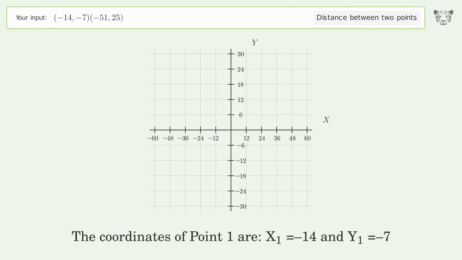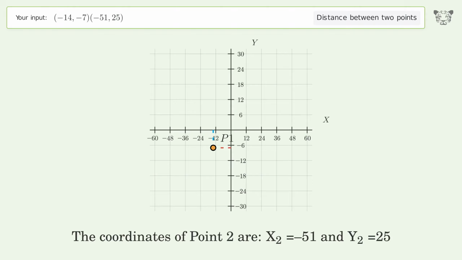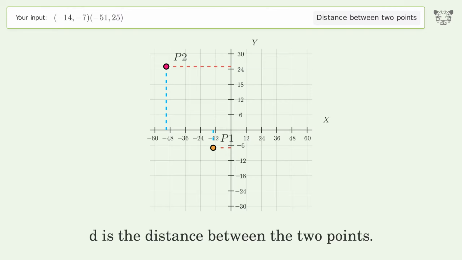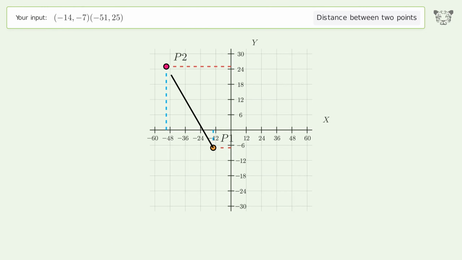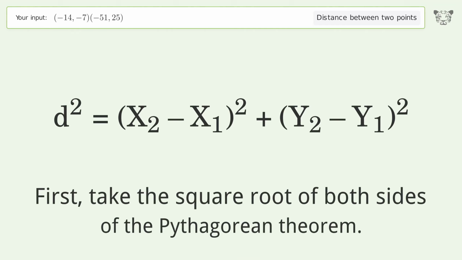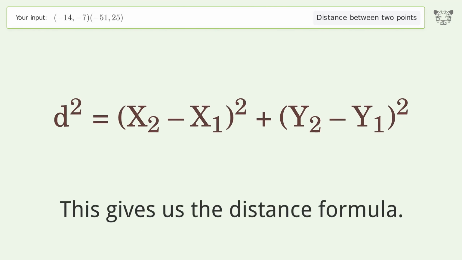The coordinates of point 1 are x1 equals -14 and y1 equals -7. The coordinates of point 2 are x2 equals -51 and y2 equals 25. D is the distance between the 2 points. First, take the square root of both sides of the Pythagorean theorem. This gives us the distance formula.